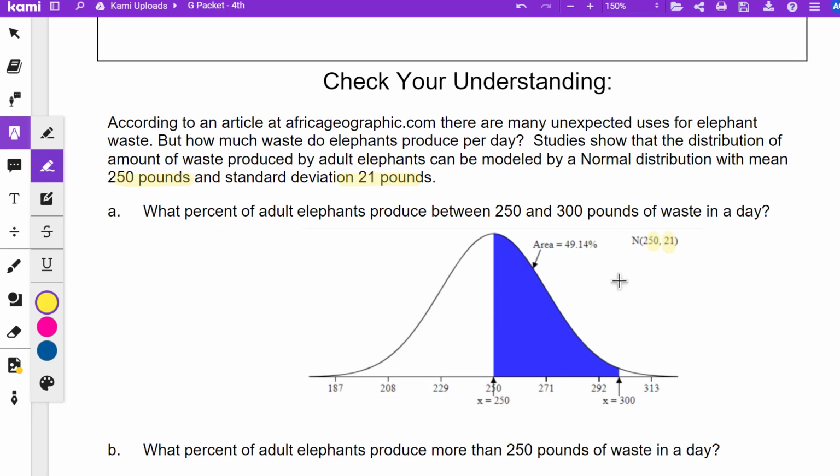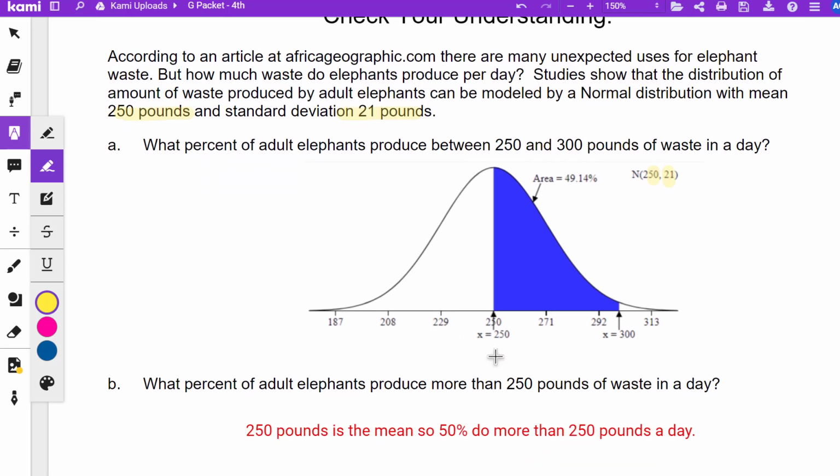You can see when I created this one, I was set on percents. Right now I'm on decimals. Decimals is the better option. And then finally, they ask you what percent of elephants produce more than 250 pounds of waste in a day. Well, if the mean is 250, that's a halfway mark. So you don't even need to use Statlet for that. 50% of elephants produce more than 250 pounds a day. So that's it.